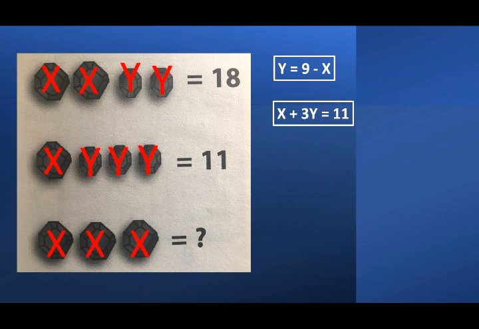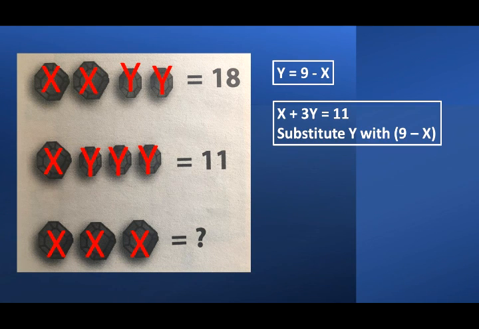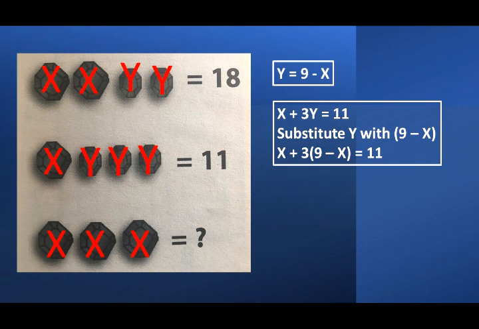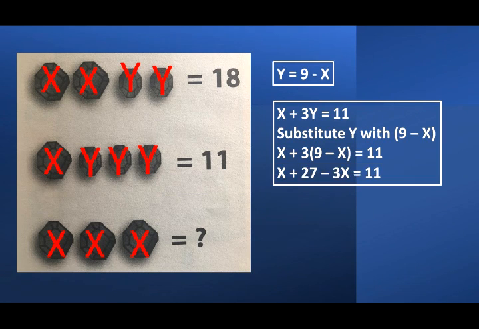So now we go to the next row. We have 1x and 3 y's, or x plus 3y equals 11. We substitute y with what we solved in the first row, 9 minus x. So x plus 3 times parentheses 9 minus x unparentheses equals 11. We solve that out. We have x plus 27 minus 3x equals 11.